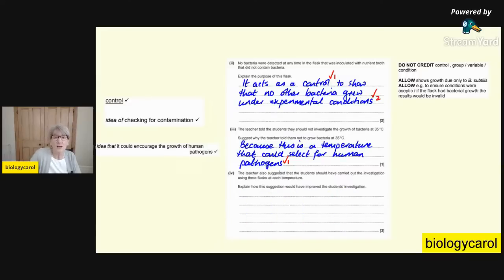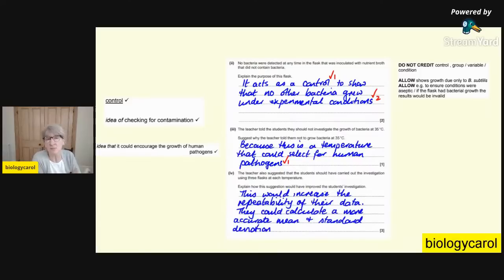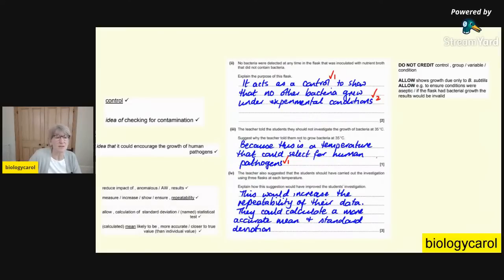And finally, why would they carry out the investigation several times at each temperature? Well, that would be to increase the repeatability of their data. And it's so that they could calculate an accurate mean and calculate a standard deviation. And if they did more than 3 replicates, they could carry out statistical tests. So I got the marks here. I got 3 out of 3 there.